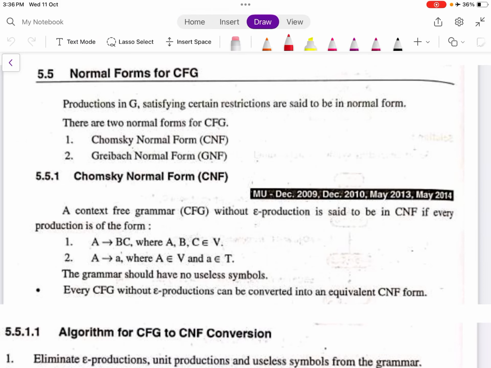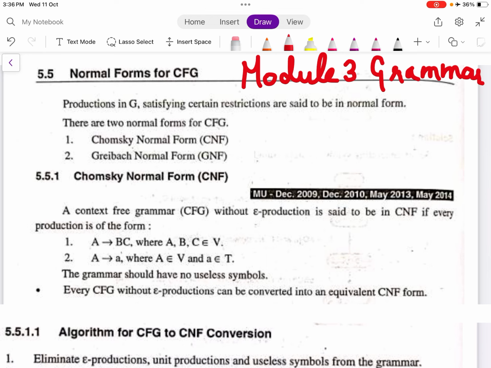So the next part for module number 3 grammar is the normal forms of context-free grammar. Productions in G satisfying certain restrictions are said to be in normal forms. So productions in G which are satisfying certain restrictions, we say that they are in the normal form. There are two normal forms for a context-free grammar: Chomsky Normal Form (CNF) and Greibach Normal Form (GNF).